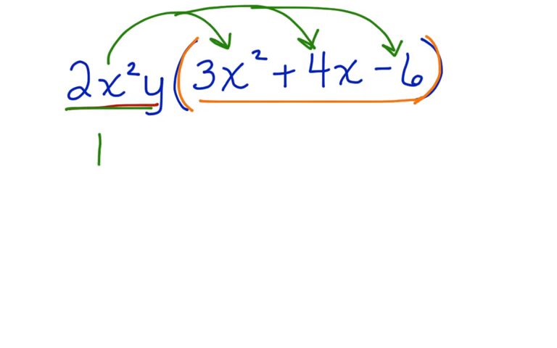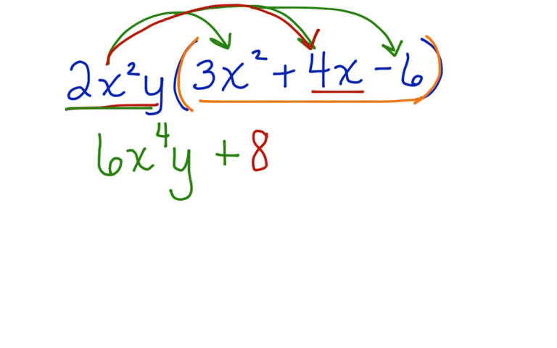2 times 3 is 6. X squared times x squared is x to the fourth. And we don't have anything to multiply the y by, so we bring that down. Plus 2 times 4. Notice that we've now moved to the next value, the next term. 2 times 4 is 8. X squared times x is x cubed. Again, we bring down the y.